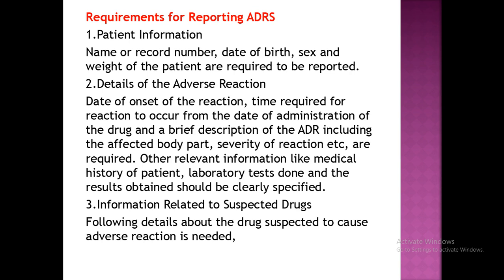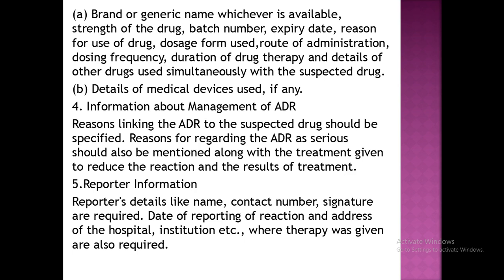Then information related to suspected drugs. The following details about the drug suspected to cause the adverse reaction are needed. Brand or generic name, whichever is available, strength of the drug, batch number, expiry date, reason for use of the drug, dosage form used, route of administration, dosing frequency, duration of drug therapy, and details of other drugs used simultaneously with the suspected drugs. Those drugs are called concomitant drugs. Drugs that are used along with the suspected drugs are called concomitant drugs. Details of the medical devices used, if any.